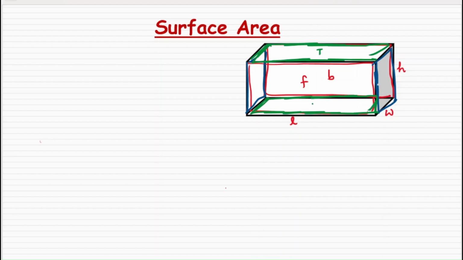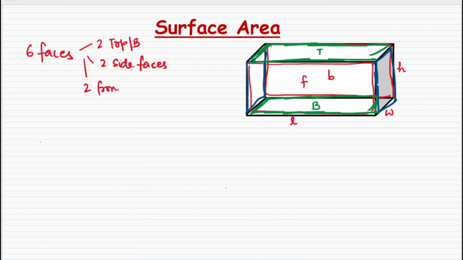So a rectangular prism has six faces, out of which two are top and bottom, two are the side faces, and two are the front and back faces. So when I say surface area, it means the sum of the areas of all these six faces. That is the total surface area of this rectangular prism.